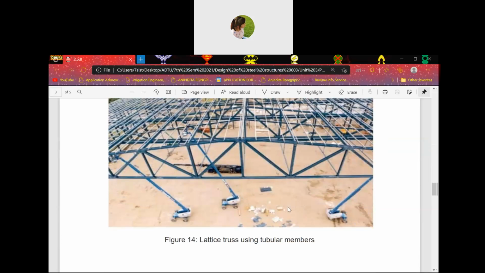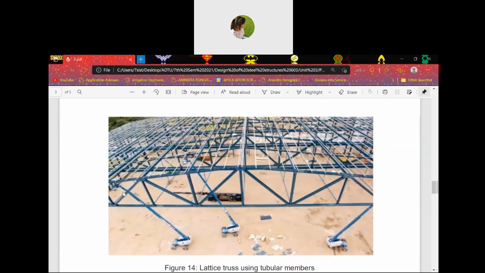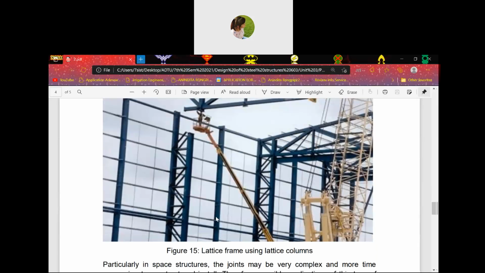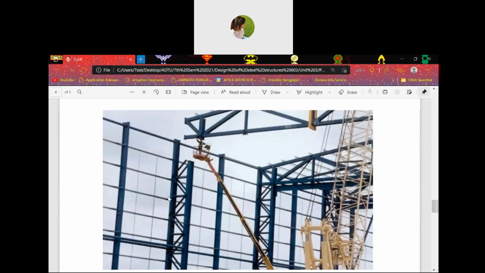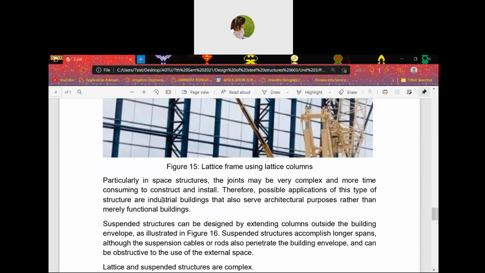So this, in figure 14, is a lattice truss using tubular members, as it is in the form of tubes. Next is a lattice frame using lattice columns. These are the lattice columns. Then, particularly in space structures, the joints may be very complex and more time consuming to construct and install.